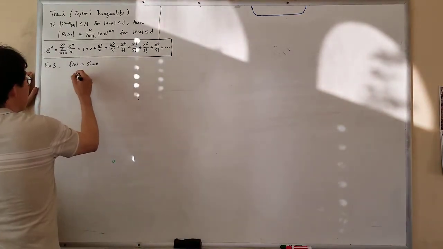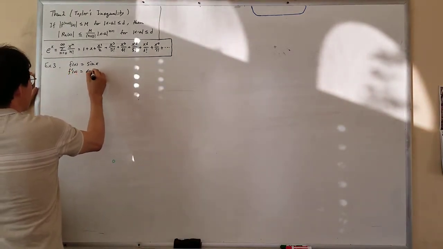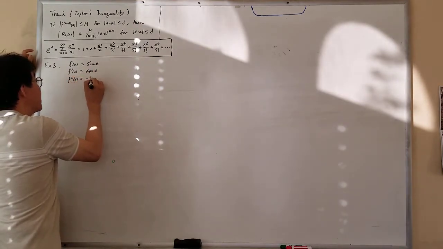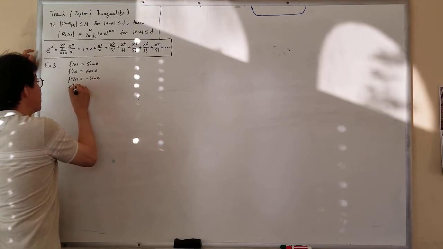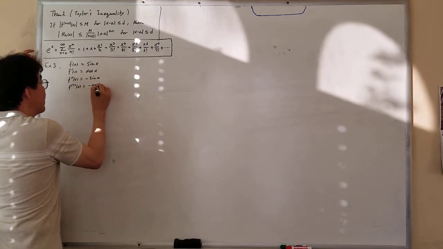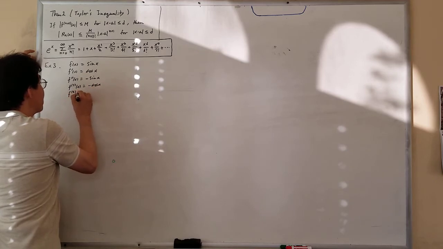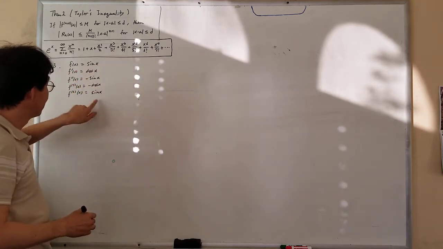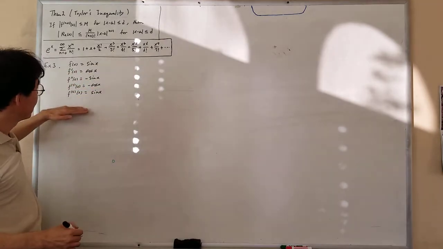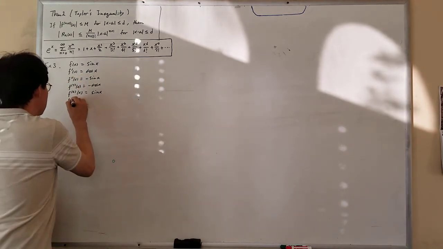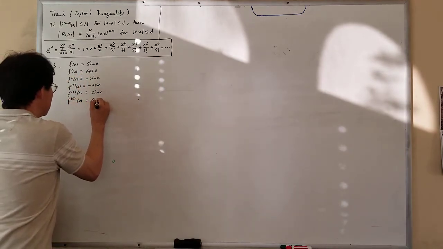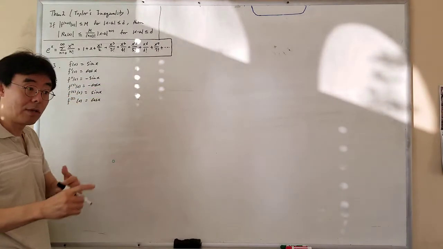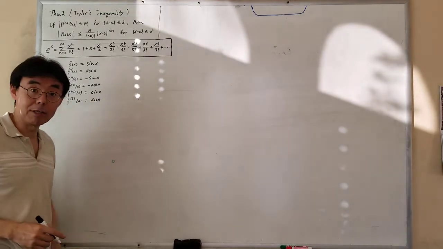So if you do this, f prime of x is cosine of x, right? F double prime is minus sine. F third order derivative is minus cosine. Fourth order derivative is back to sine of x, right? So after that, the fifth order derivative will be cosine, right? Sixth order derivative is minus sine, and so on, back to sine of x. So every fourth derivative will come back to sine of x.